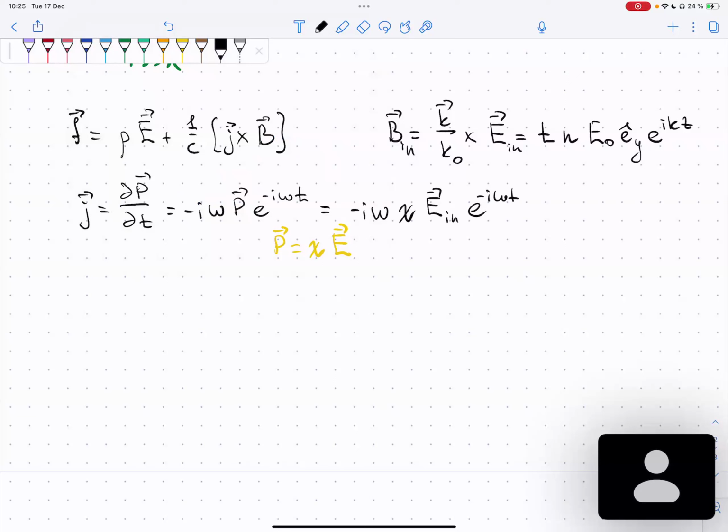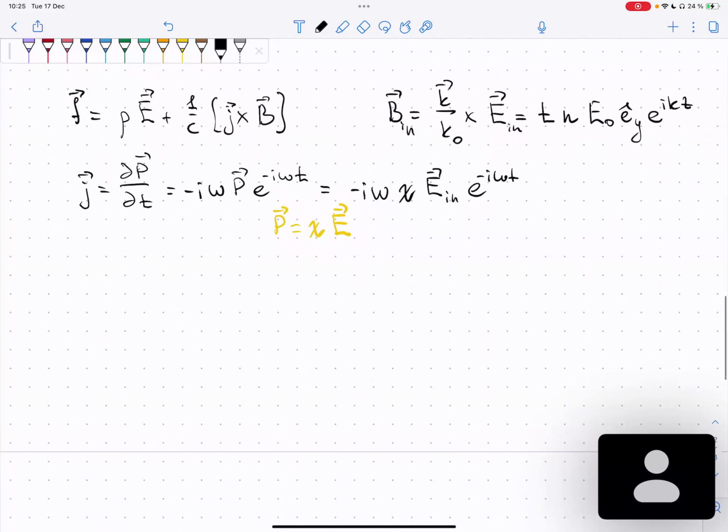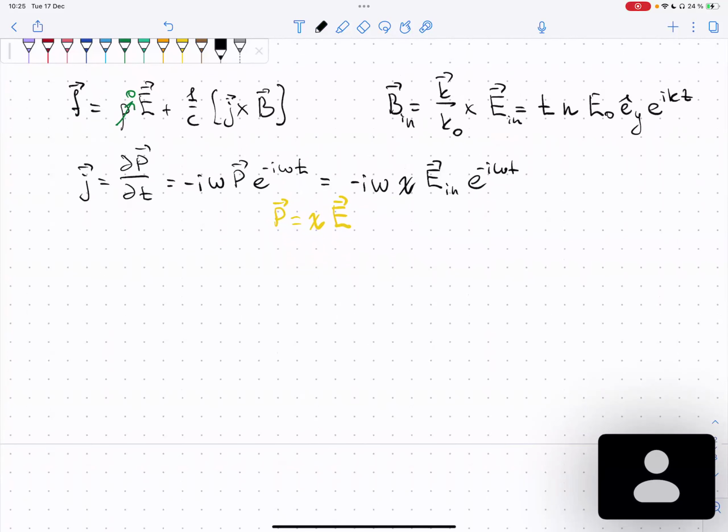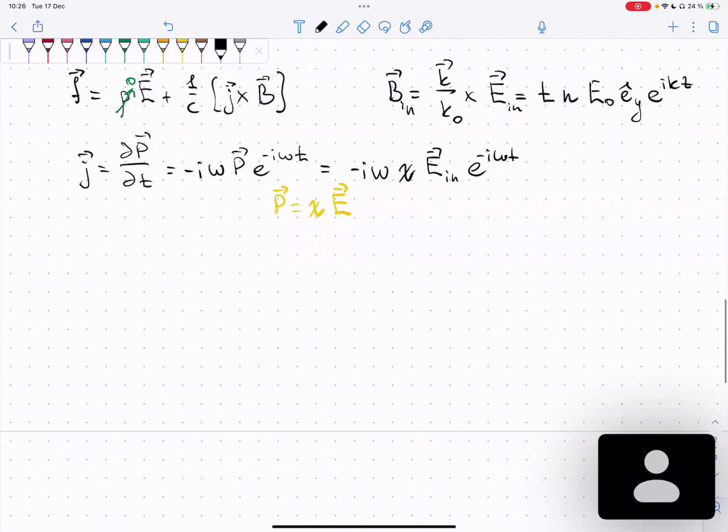Okay. And we also need to find the charge density, but I'm assuming here that the charge density equals 0, because all fields are transversal, they have no longitudinal components.